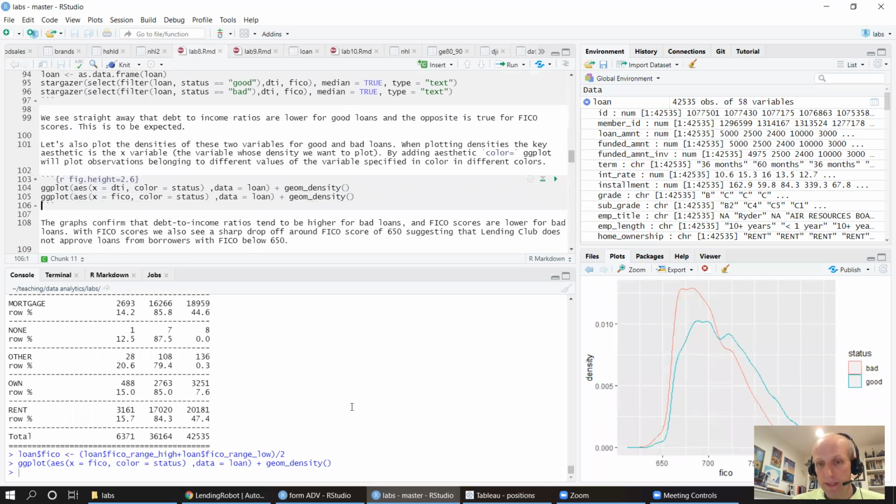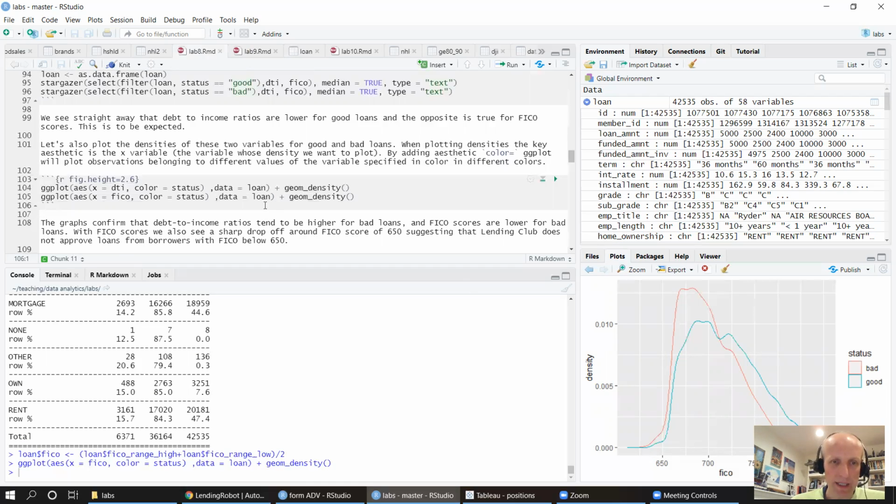And what do we see? In red are bad loans, in green are good loans. Clearly, the good loans are associated with higher FICO scores. A lot of the bad loans have pretty low FICO scores. Right? The distribution of FICO score is definitely to the right for good loans, and to the left for the bad loans.